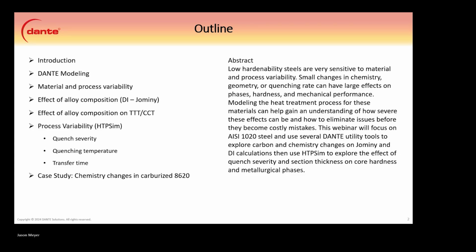Then we're going to look into the process variability with HTPSim, and we're going to look at quench severity, quench temperature, and transfer time. And then we have a little bit of a case study on chemistry changes in a carburized 8620. While not really a low hardenability steel, it still shows some interesting results that we want to talk about.